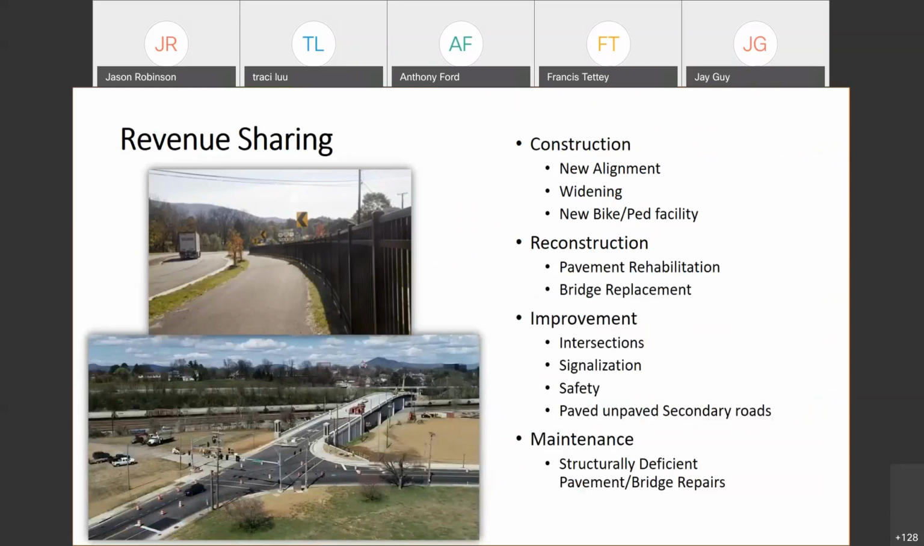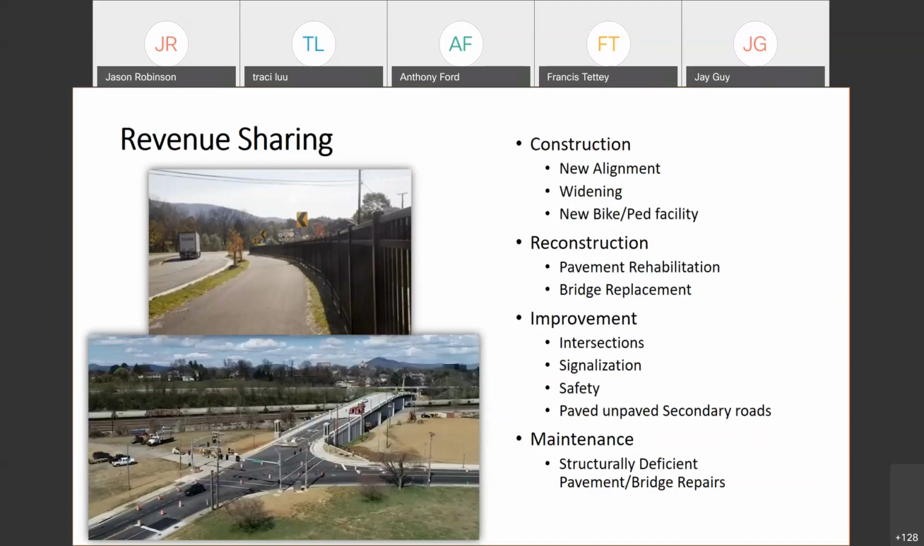So under revenue sharing, again, I know a lot of you folks have experience with this. We have a high number of projects every year in our district, as I'm sure others do as well. And you see that it can be anything from construction to reconstruction to improvements to things like intersection signalization, maintenance. I put that on there because it is an eligible category. But if you recall back on the last slide, I noted that the maintenance projects were a priority tier 3. And so often priority tier 3 projects don't get funded. And so typically, I wouldn't want you guys to bank on your maintenance projects being funded through this program, although it is an eligible category.